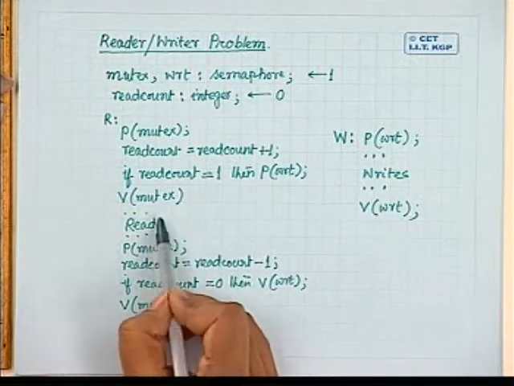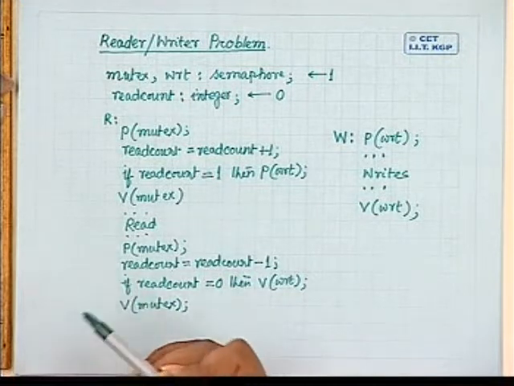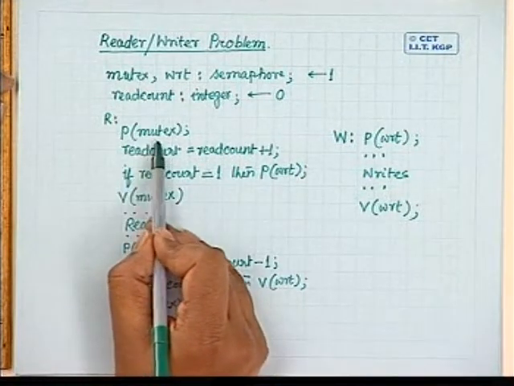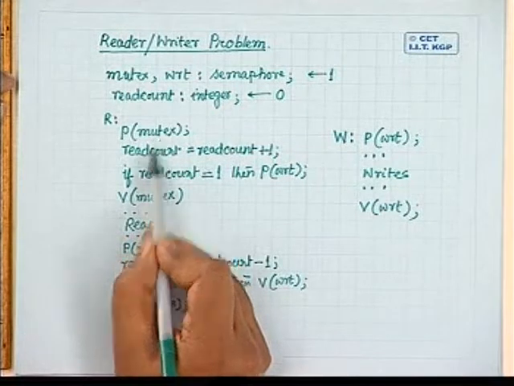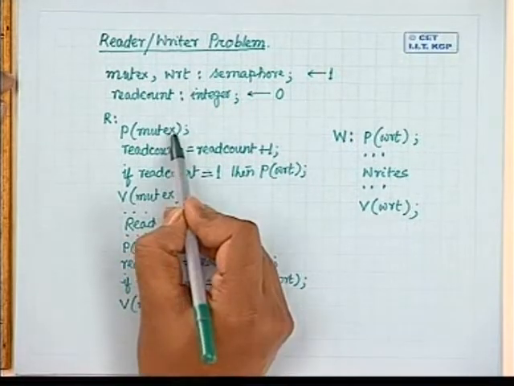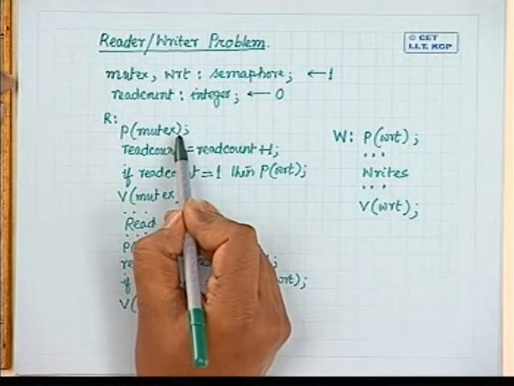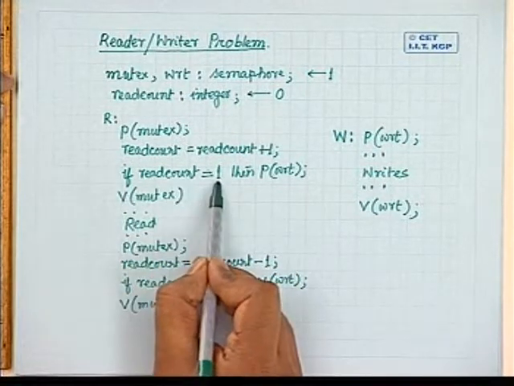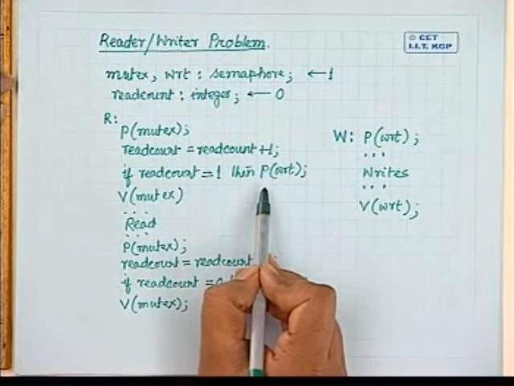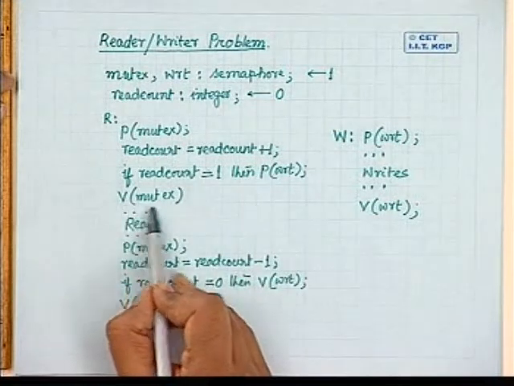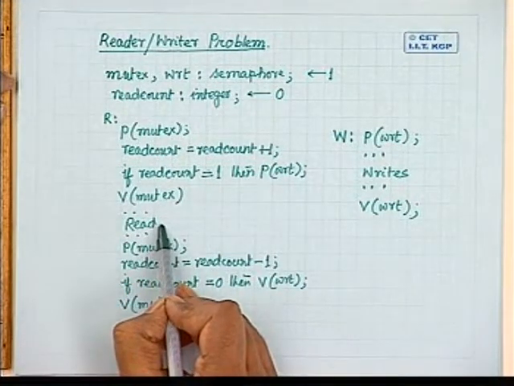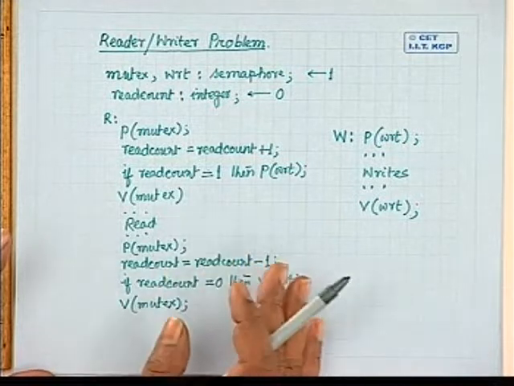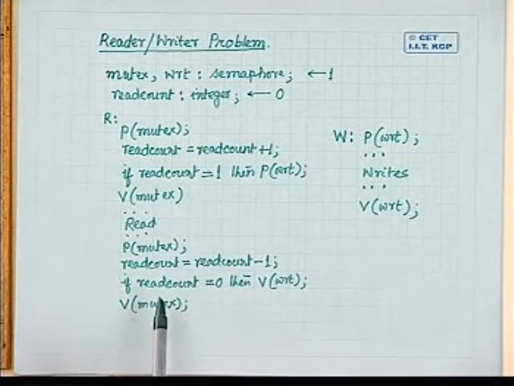In the meantime, while this first process is reading the content of the file, if there is a second reader process who also wants to read the content of the file, the second reader process will perform this pmutex operation. Because the first process has already executed vmutex, pmutex for the second process will also be successful. It increments read count by 1, so now read count becomes equal to 2. So p write will not be performed by the second process. It will simply perform vmutex operation and start reading the content of the file. So I have two processes reading the content of the same file simultaneously, and we said that this won't create a problem because none of these processes are going to modify the content of the file.